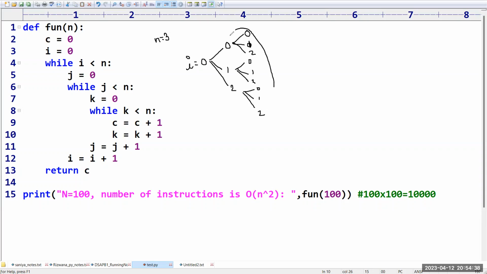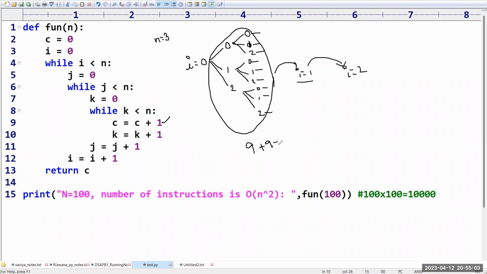Sir, can you please confirm this is going to repeat for I is equal to 1, and the same thing is going to repeat for I is equal to 2. That means when I is equal to 0, how many times is this loop executing? 1, 2, 3, 4, 5, 6, 7, 8, 9. 9 times. When I is equal to 1, 9 times. When I is equal to 2, 9 times. If N is equal to 3, 9 plus 9 plus 9, it is 27.